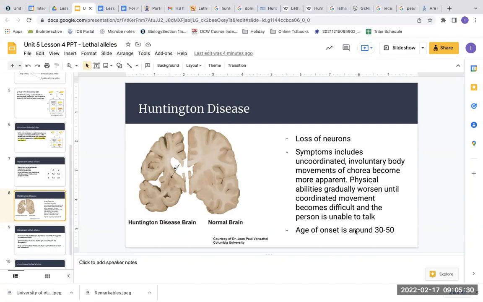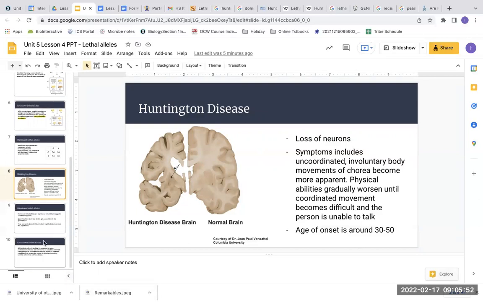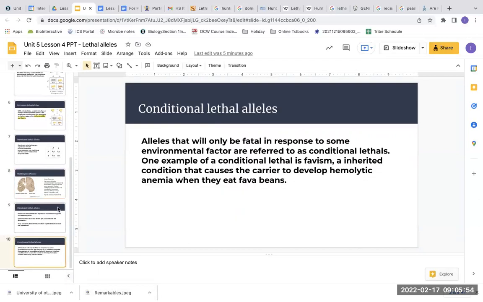The age of onset for Huntington disease is usually around 30 to 50 years old, where the individual had a chance to get married and had the ability to produce the next generation. And this is the reason why this lethal allele actually stayed in the human population despite it being a dominant allele. And then next, we have conditional lethal alleles, where alleles are only fatal in response to some environmental factors.